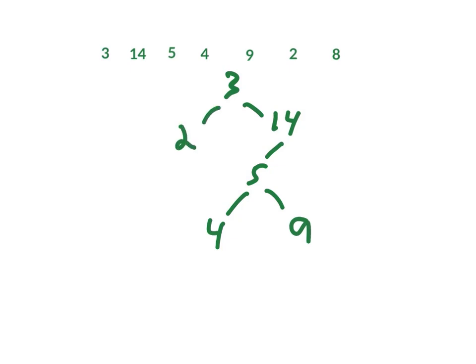So here we have the same numbers, but in a different order. So now 3 will be our root. Then 14 is greater than 3, so it goes to the right. 5 is greater than 3, but less than 14, so it goes to the left of 14. 4 is greater than 3, less than 14, less than 5. 9 is greater than 3, less than 14, but greater than 5. 2 is less than 3, so it goes to the left of 3. And then finally, 8 is greater than 3, less than 14, greater than 5, and less than 9. 8 will go to the left of 9.